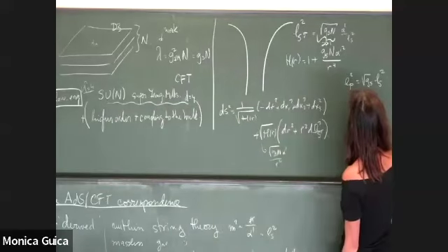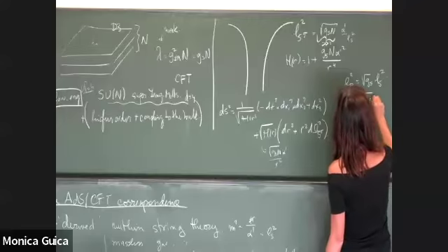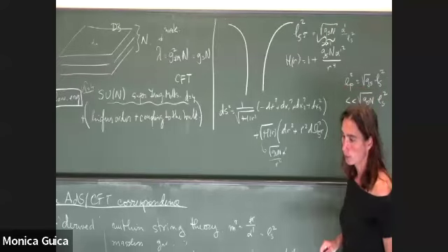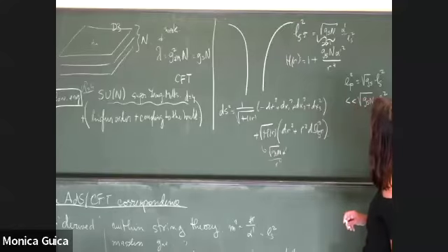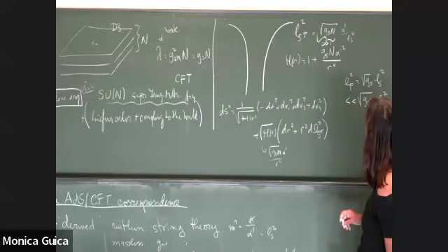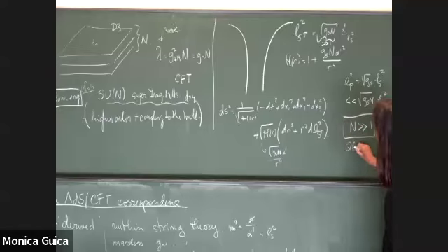Wait, so I want this guy to be much smaller than the size of the S5, which is square root of G S N times L S squared. So what am I deducing from here? I guess that the product of the string coupling constant times N is much greater than just G. N has to be large. Exactly. So you see, most of these things cancel out, and what I'm getting is N has to be much larger than 1. Quantum gravity corrections down.